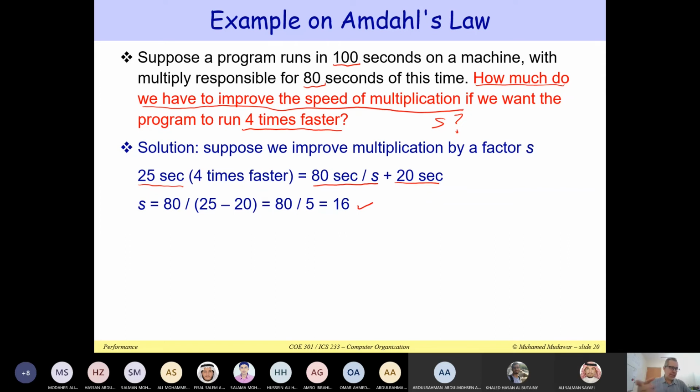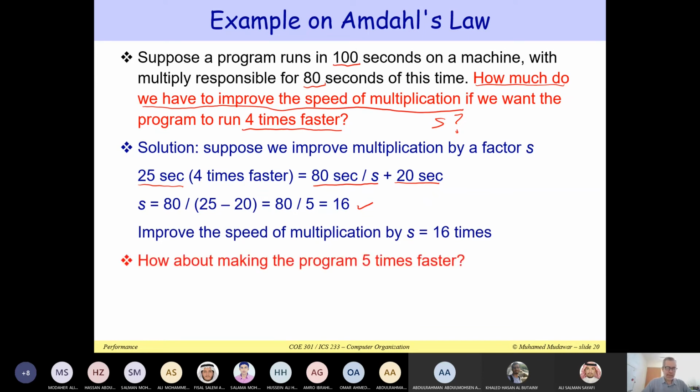Whether this is possible or not doesn't matter. This is what we need to do in order to improve the overall execution time by a factor of 4. So this is the answer to the first part: improve the speed of multiplication by a factor of S, which is equal to 16 times faster. The second part: how about making the program 5 times faster? Same procedure, but we'll get a different number.